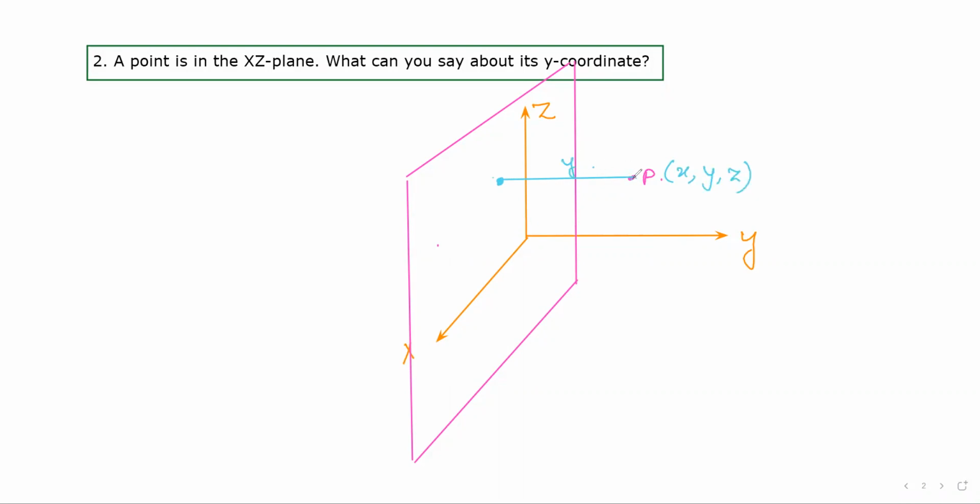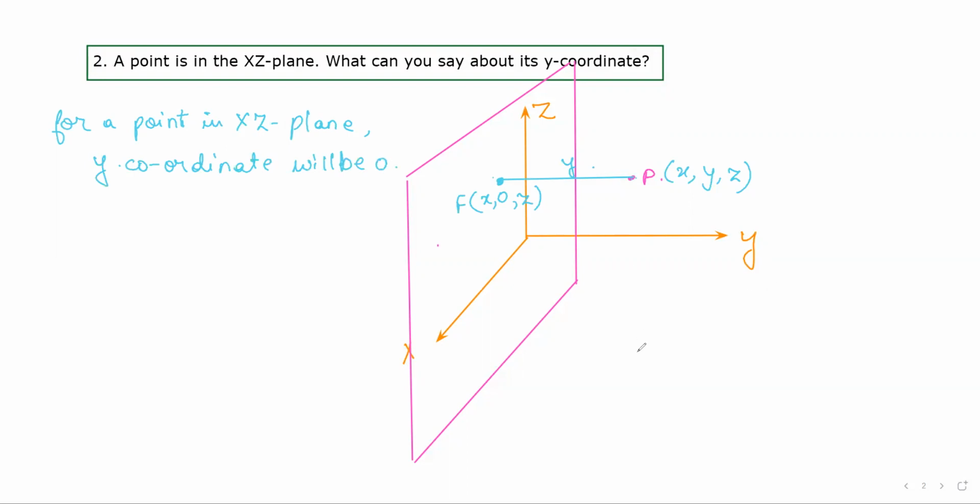Now, when you displace this point to the xz plane, you're getting rid of this y distance, and your y distance will be 0. That means there will not be any line which is parallel to the y-axis. So this point, say F, will have x and z coordinates, but will not have any y coordinate. So for a point in the XZ plane, the y coordinate will be 0.